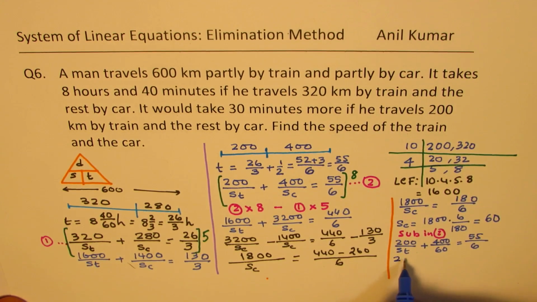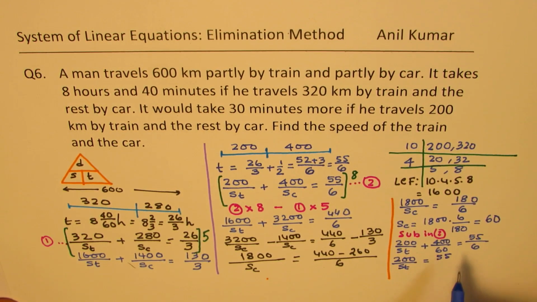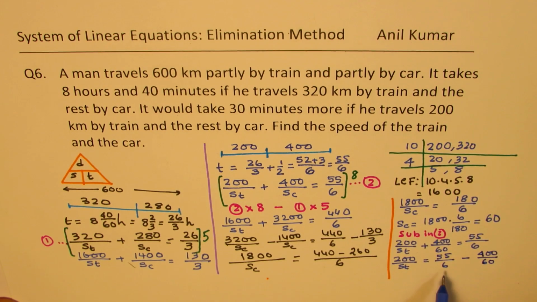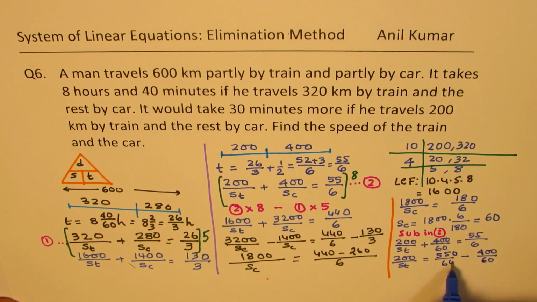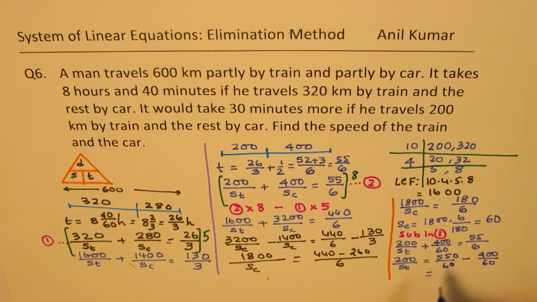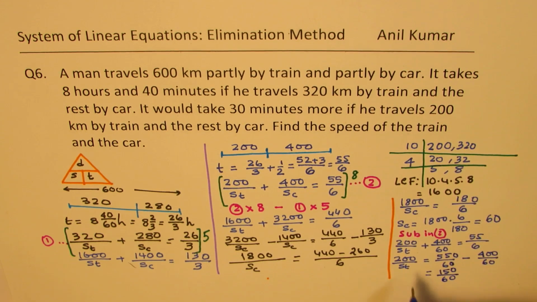So what we have here is 200 divided by the speed of train is equal to 55 over 6 minus 400 over 60, right? We have 60 here. Now to make it 60, we'll multiply with 10 in both numerator and denominator. So we get a common term here, right? So now it's easier to simplify. 550 minus 400 is 150, right? So what we get here, 150 over 60 is 200 over speed of train.